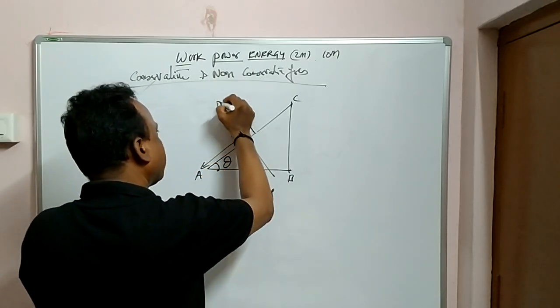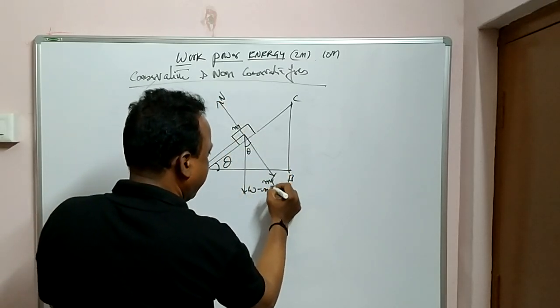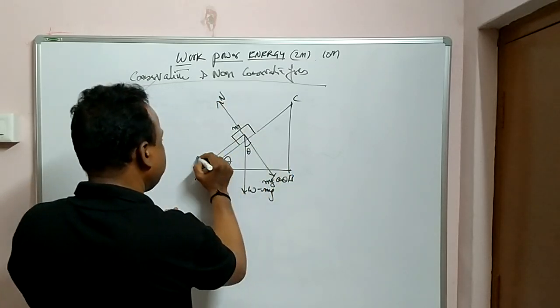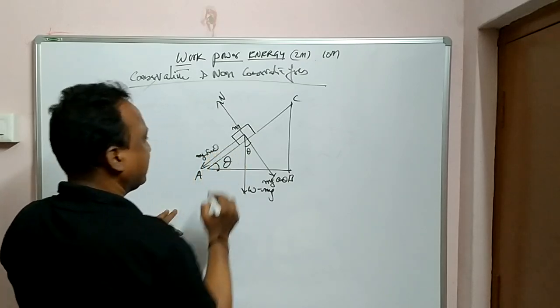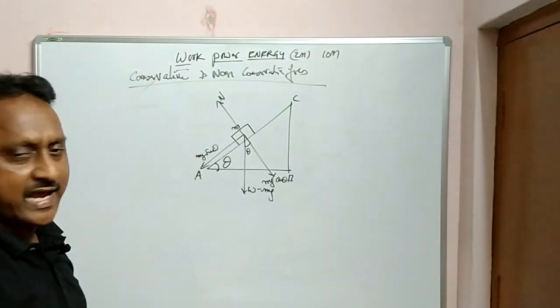And this is a normal force acting in. This is again theta. This is component mg cos theta, and this is mg sin theta. Now this block is resting on the inclined plane, which is making an angle theta.